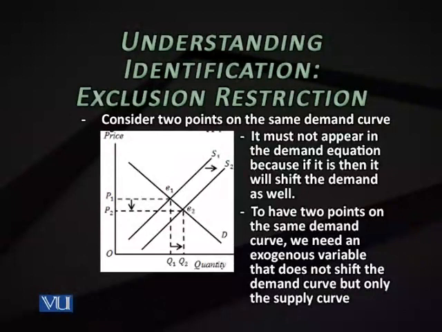Because points E1 and E2 that you are seeing on the screen give two different points on the same demand curve but on different supply curves. Technology has shifted the supply curve and you have got the 2 points, the equilibrium points, on the same demand curve. So when you have this shift in supply and you get two different points on the same demand curve, you have a variable in fact which shifts the supply curve only.